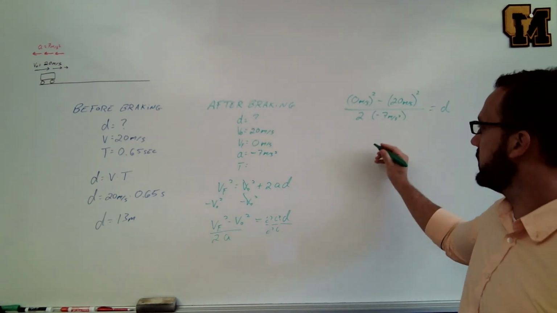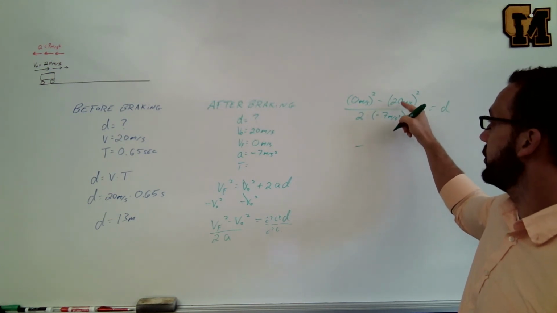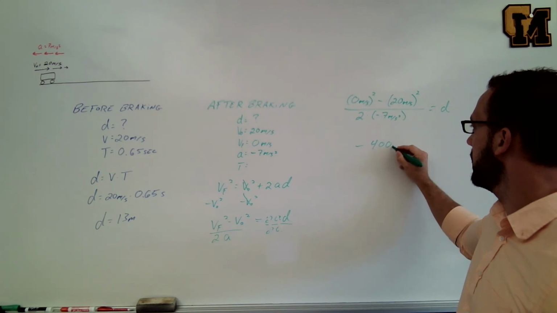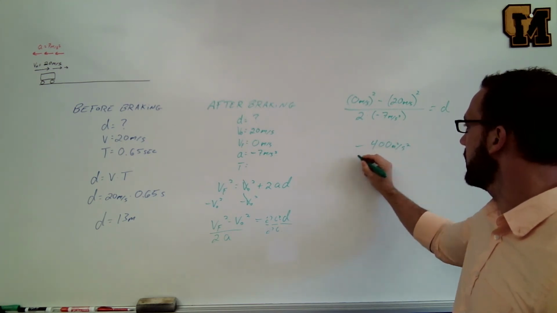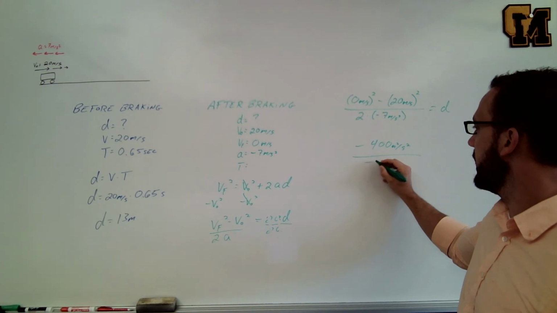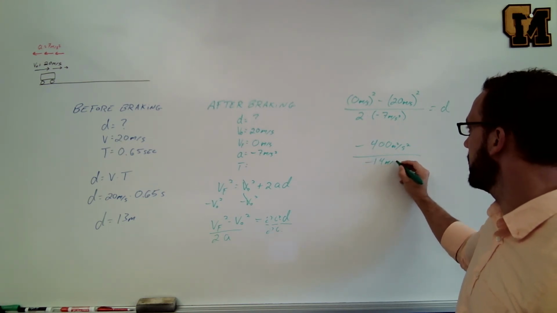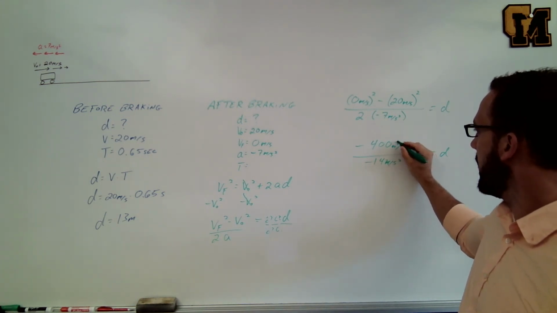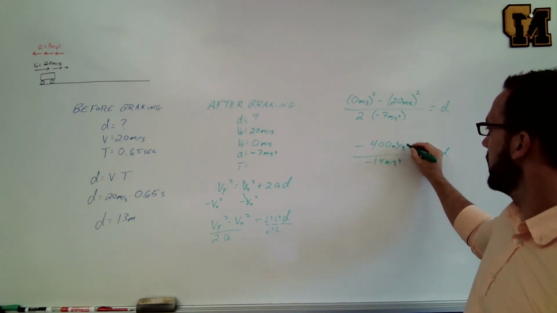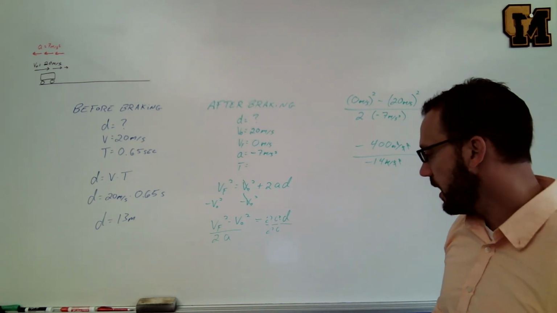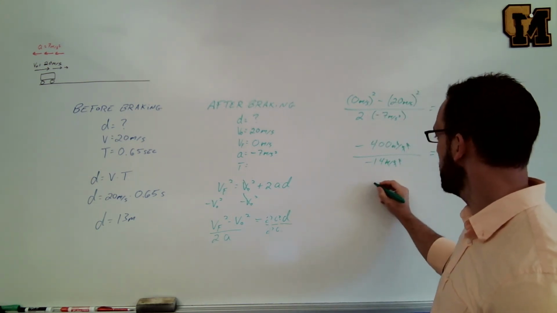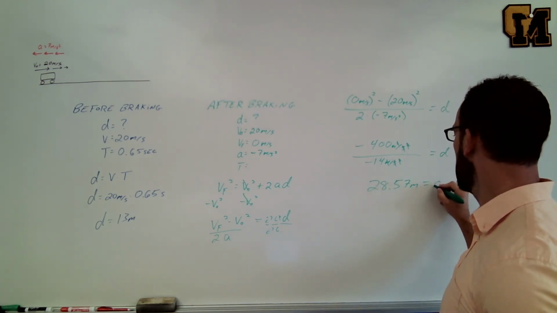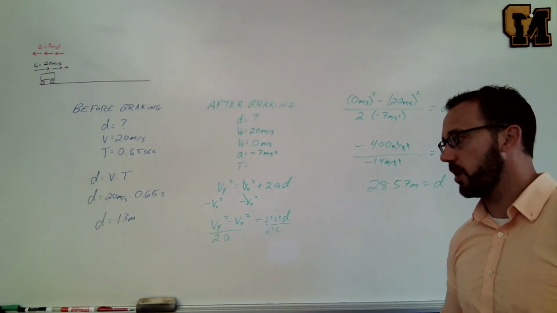Well, 0 squared is just 0. 2 squared is 4, so that makes 20 squared 400. And then 2 over -7 is -14. Meters on the bottom cancels with square on the top, and the squares on the bottom and the top cancel as well. And that's going to give us 28.57 meters for how far I go after I start to slow down.